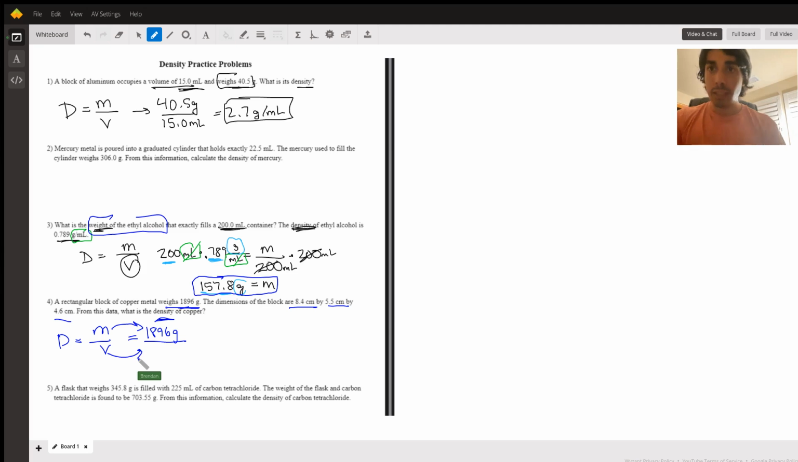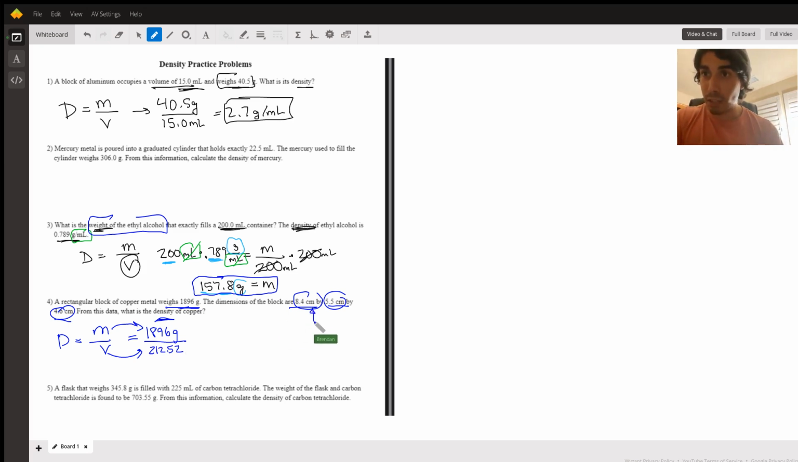And our volume, if you remember how to find the volume, it's length times width times height, right? That's these 3 guys right here. So go ahead, go in your calculator, multiply those together. 8.4 times 5.5 times 4.6. That's going to give you 212.52. And that is a volume.